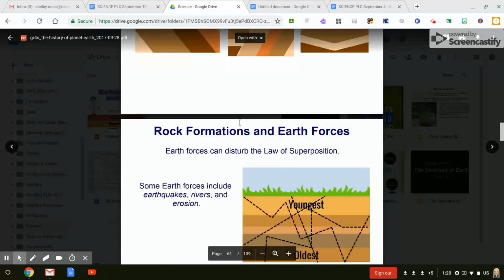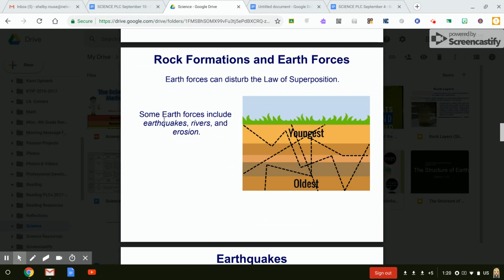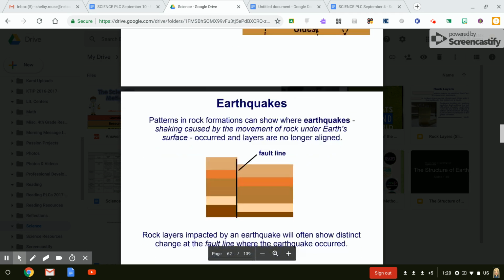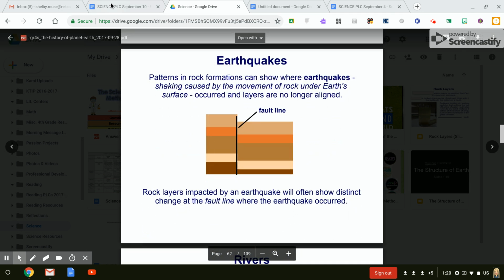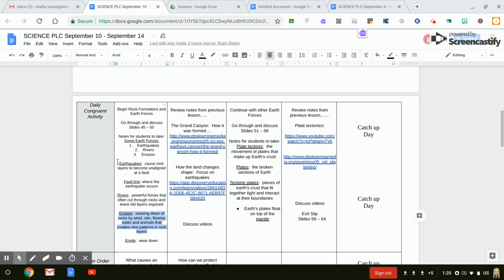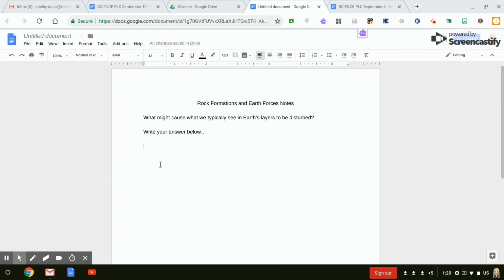Now, this tells us that some earth forces include earthquakes, rivers, and erosion. And these earth forces can disturb our law of superposition, jumbling up the youngest and oldest layers, putting them kind of out of order from what we're used to. So the first is earthquakes, and we're going to define earthquakes. Oh, before we do that though, we want to put the three types of earth forces we might see. And then I want you to also define earthquake.